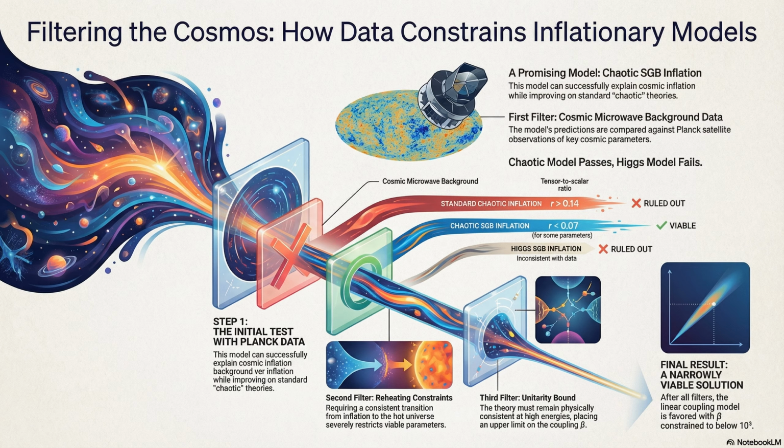Right. First, direct observational data from the PLANCK satellite. Then, indirect constraints from the messy period after inflation, the reheating phase. And finally, a purely theoretical check. Does the theory even make sense on a quantum level? A unitarity check. And you should really listen for this, because here's the spoiler, the big surprise.